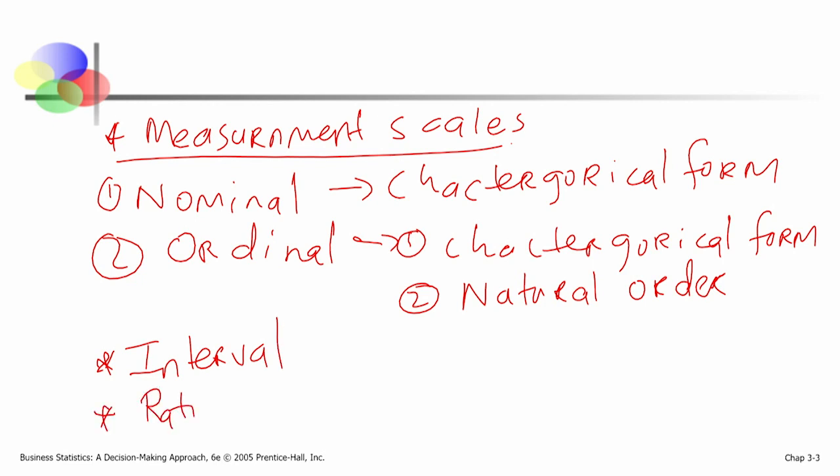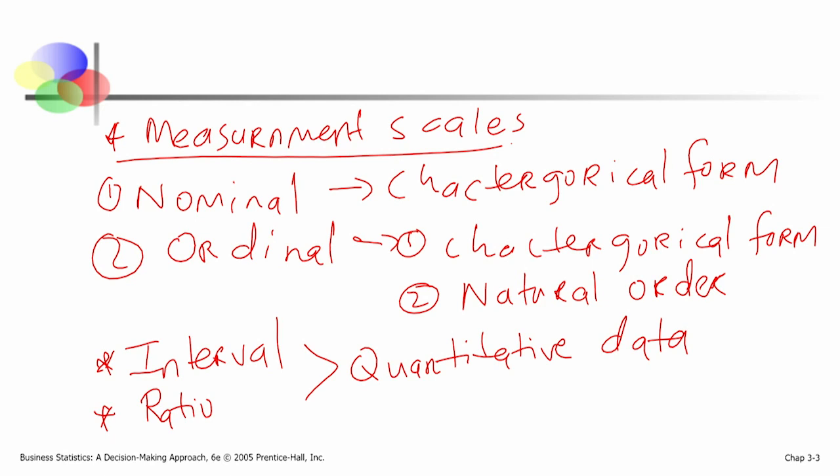And ratio. Now this falls under quantitative data, right? Hence it's numerical. Okay, quantitative data. Right. Now, if it falls under quantitative data, now what is the difference between interval and ratio?